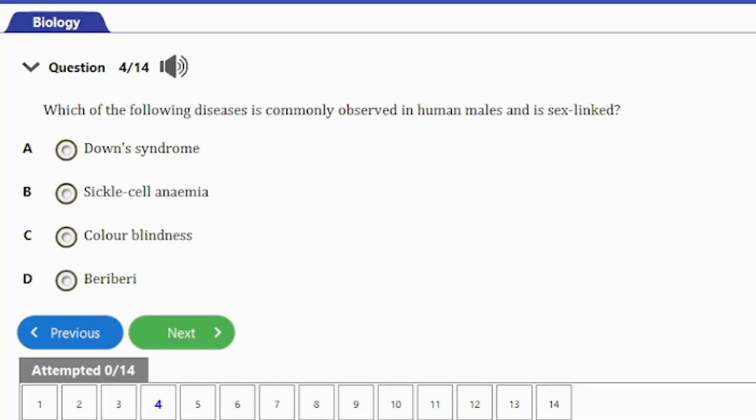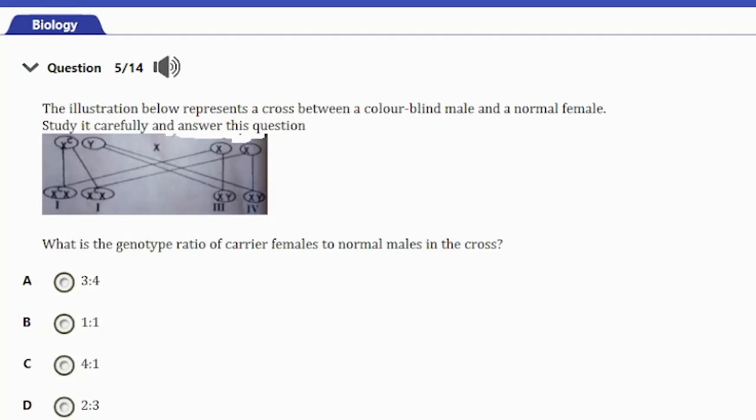Question number 4 here, it says, which of the following diseases is commonly observed in human males and is sex-linked? We have A, Down syndrome, B, sickle cell anemia, C, color blindness, D, beriberi. So the answer to this question is option C, that's color blindness. Let's check out the next question.